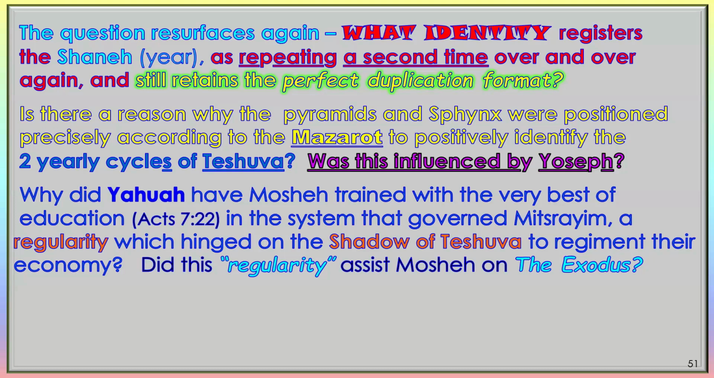Why did Yahuwah have Moshe trained with the very best of education, Acts 7, verse 22, in the system that governed Mitzrayim, a regularity which hinged on the shadow of Teshuva to regiment their economy? Is that why Moshe was trained here? Or did Yahuwah make a mistake? Did this regularity of the shadow of Teshuva assist Moshe at the time of the Exodus?